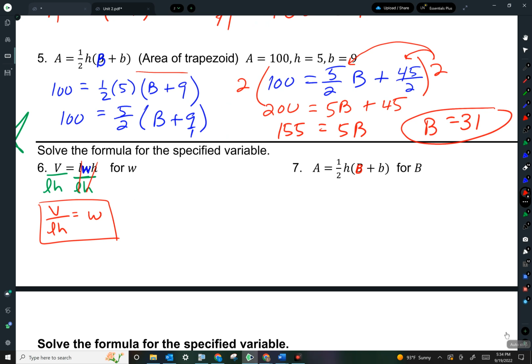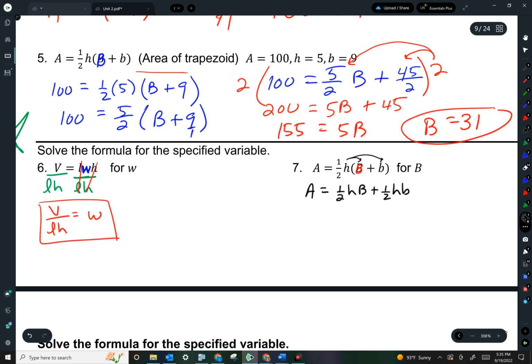So in general, when we use our solving skills, don't we first of all get rid of any parentheses? So let's do that. So I'm going to say A equals, now this 1/2 times H is being multiplied by both the capital B and the little b. So I'm going to distribute. So I'm going to have 1/2 H times capital B plus 1/2 H times little b. And when you multiply, you just write them next to each other.